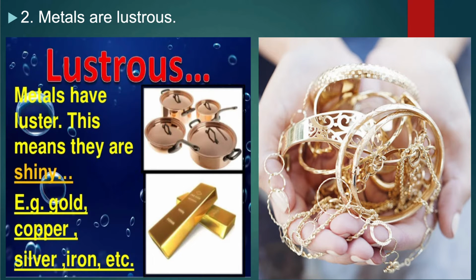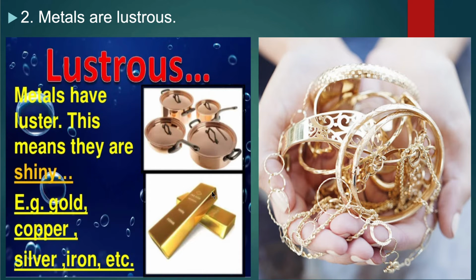Coming to the second physical property, metals are lustrous. What do you mean by lustrous? That is, metals have metallic luster. This means that they are shiny, that is, they reflect light. For example, gold, copper, silver, iron, etc. You see here aluminium vessels which are shining in appearance.